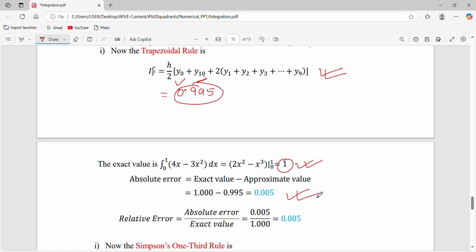Now the relative error. The relative error formula is absolute error divided by exact value. Absolute error is 0.005 and exact value is 1. So you will get 0.005. Okay, so this is the trapezoidal rule.